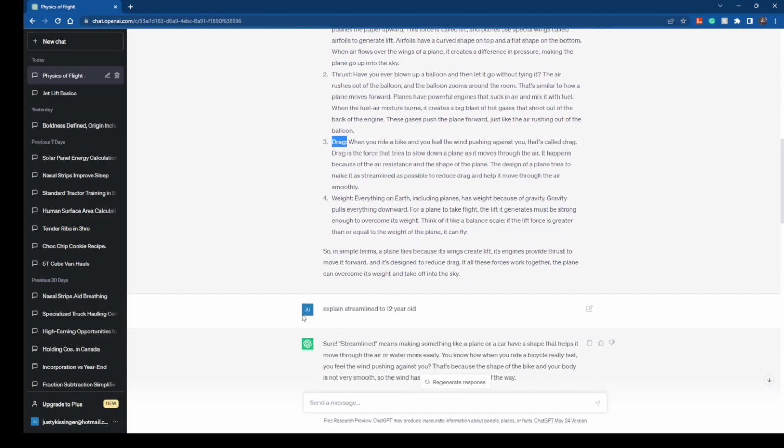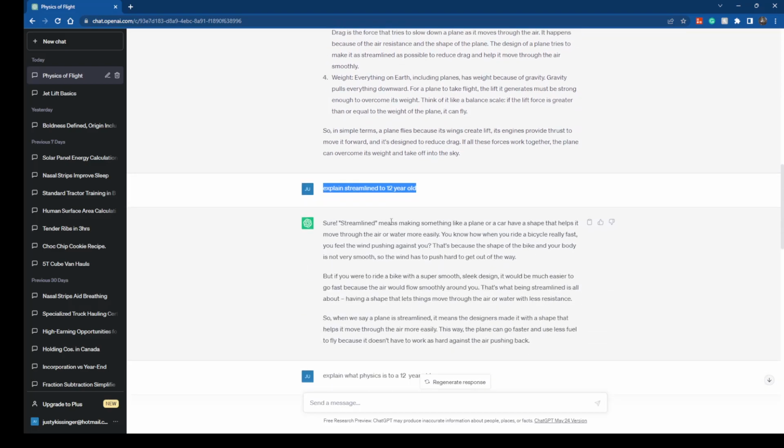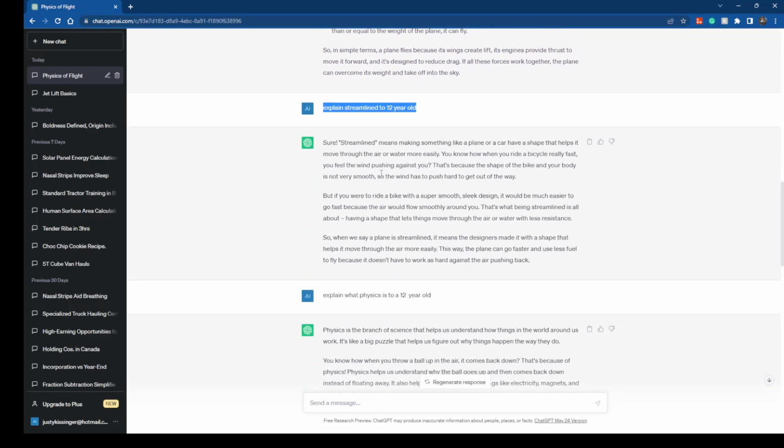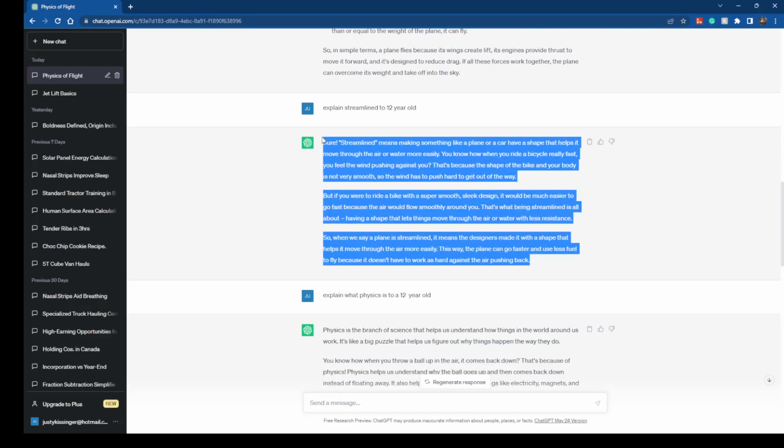And so here is, as I continued along, I ran into an interesting word I wanted to know more about. Explain streamlined to a 12-year-old. And basically, you can read this if you want, just pause here and do so. But here's the answer it gave me.